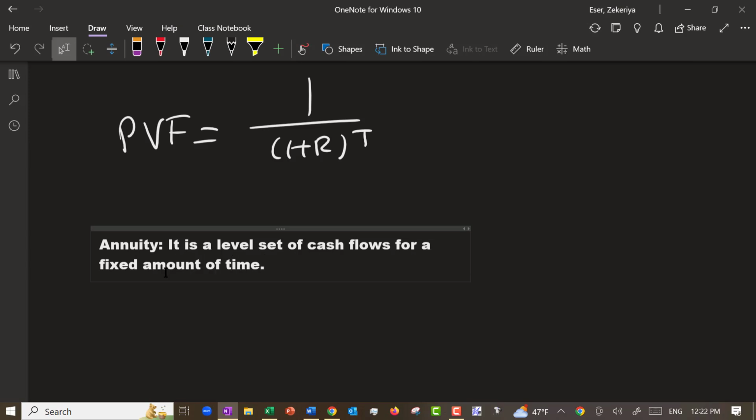Do you guys know any annuity in your life? Anybody here has a car loan? What do you do with that car loan? You pay it every month. It's the same amount, right? But there's an end to it. So you pay the same amount for a fixed period of time. That's it, done. That's an annuity.